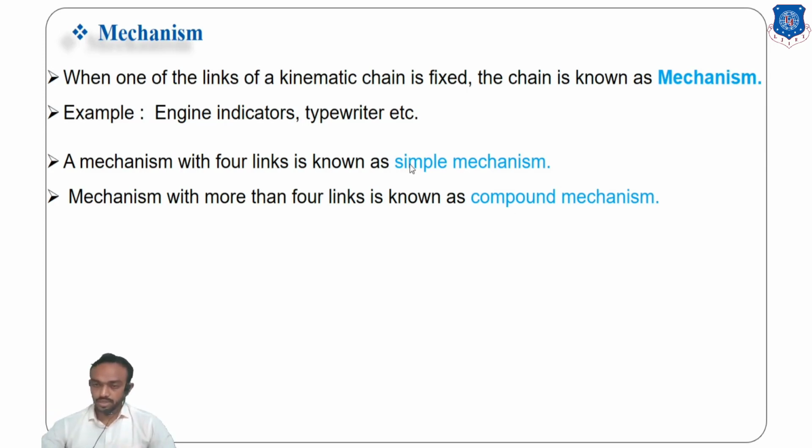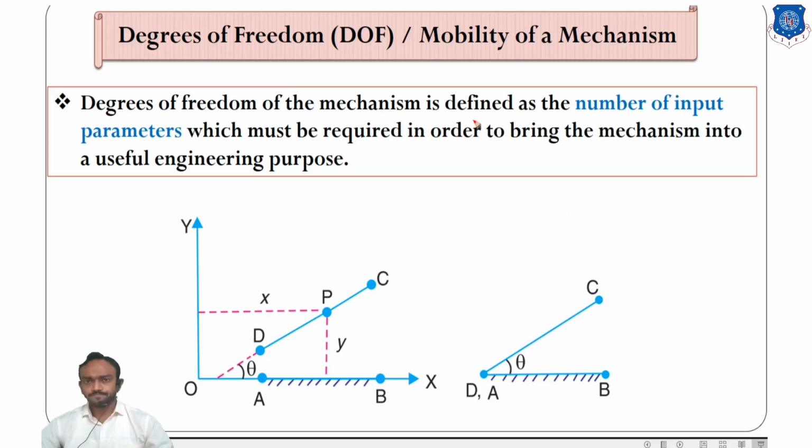These are mechanisms because they give motion as an output. We give some force and it gives motion as an output. If there are only 4 links, then it is called a simple mechanism. And if more than 4 links are there, then it is called a compound mechanism. Clear? Okay, we are going to start degree of freedom, also known as the mobility of a mechanism.